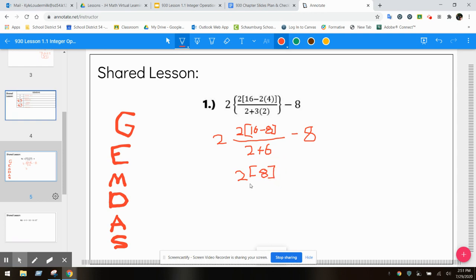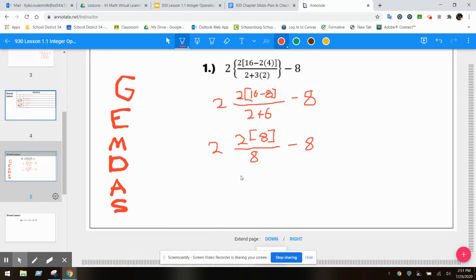So I still have 2 times 8 all over. I can now treat the denominator separately, so I'm going to do what's on the denominator. 2 plus 6, which is 8. I have this 2 out front, and I have this minus 8 here. Okay. Again, I still have those brackets, so I'm going to deal with that. I'm going to multiply the 2 times the 8 on the top, so I get 16 divided by 8. Okay. The 2 on the front minus 8.